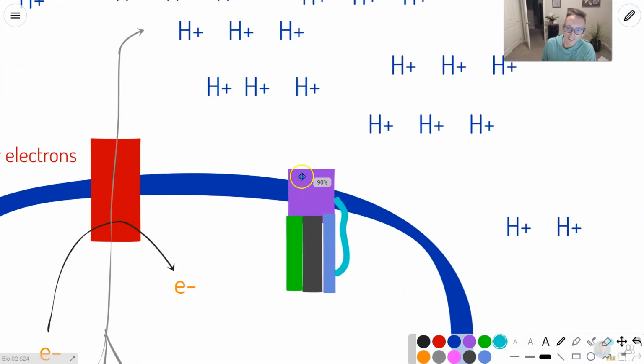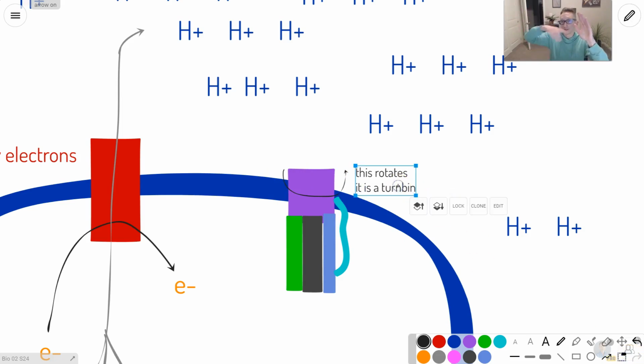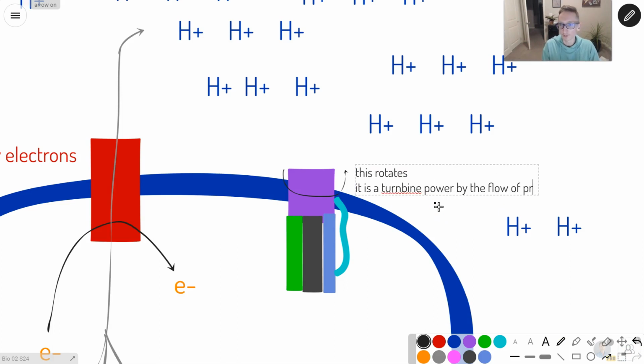Okay, what happens is this thing here actually rotates. So this rotates. It's a turbine. And just like a turbine, it can be powered by wind. You know, you can have those windmills, or you can have a water wheel. This is powered instead by water. It's a turbine powered by the flow of protons. Just like a water wheel is powered by the flow of water, this is powered by the flow of protons.